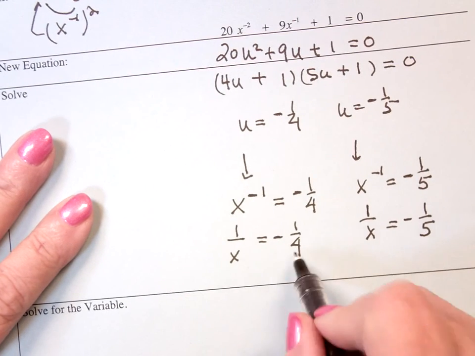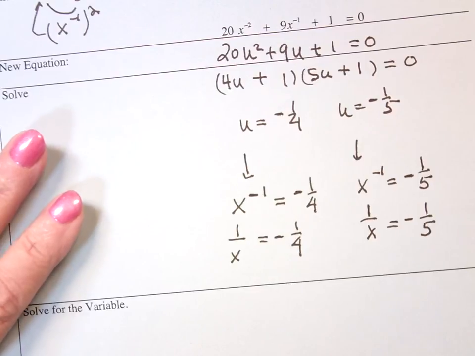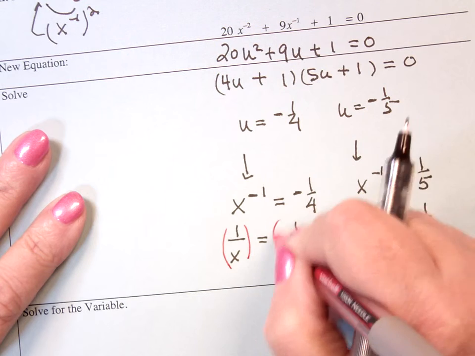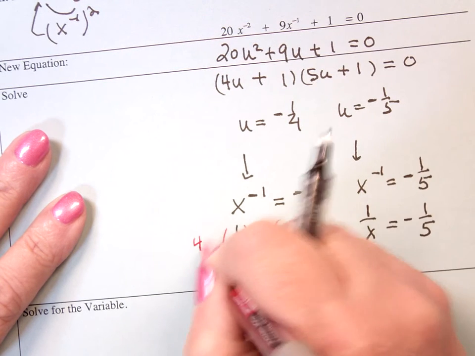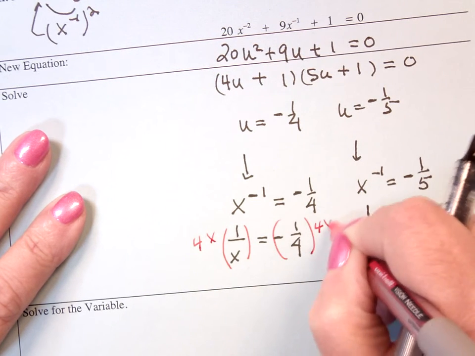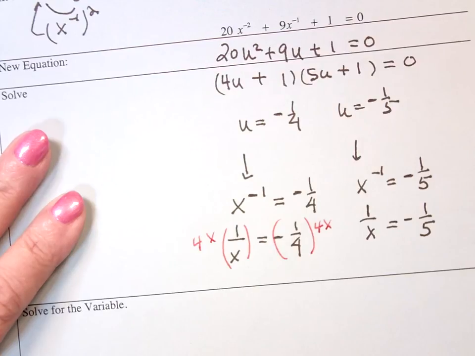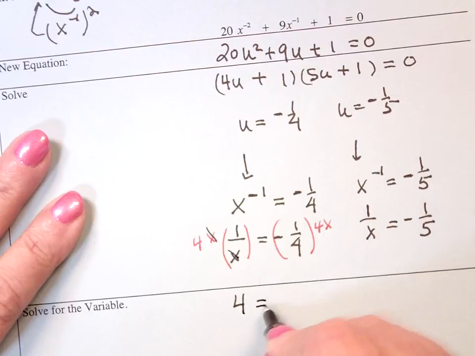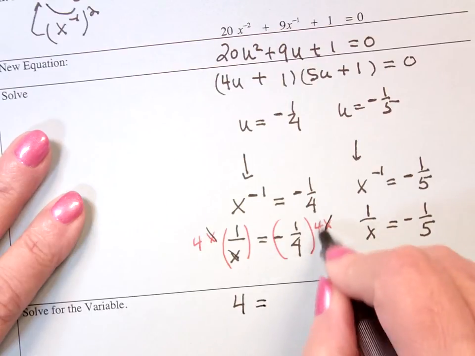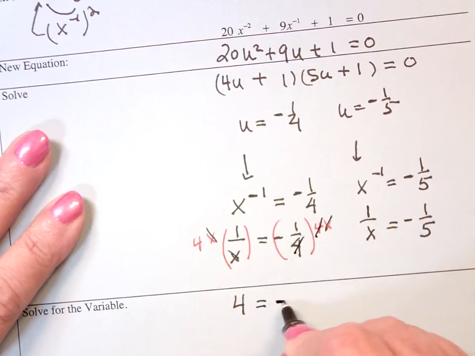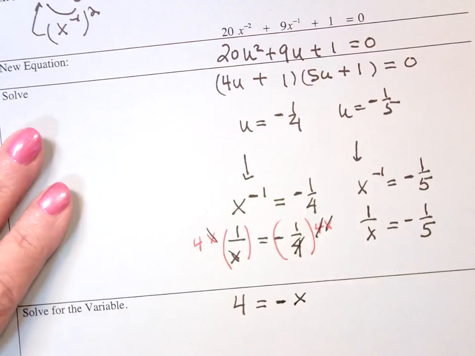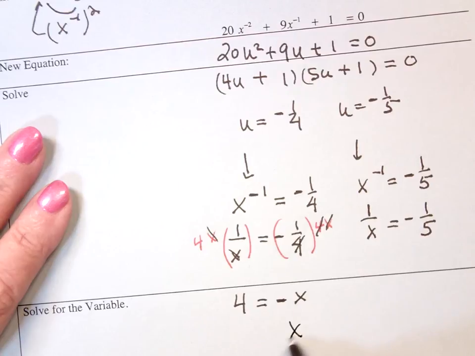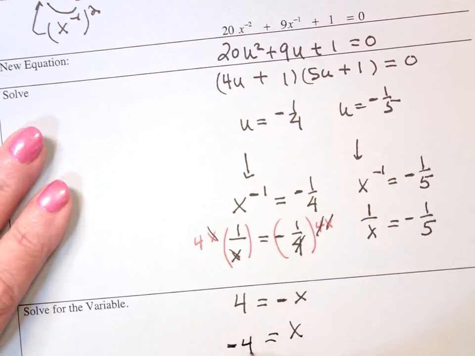But here, what you can do is, because it's a rational equation, just multiply both sides by the common denominator, which is 4x. The x's reduce out. 4 times 1 is 4, equals the 4's reduce out, minus x. I have the opposite of x is equal to 4, or x is equal to minus 4.